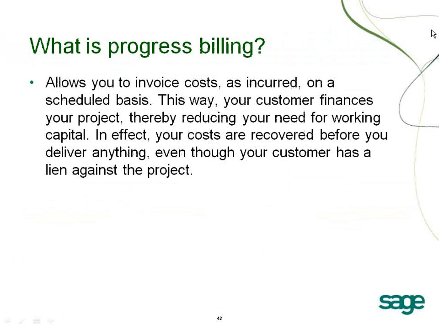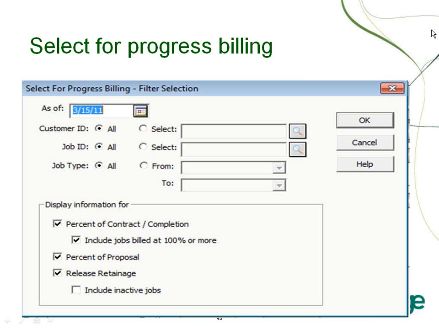What's progress billing? Progress billing allows you to invoice costs as they are incurred on a scheduled basis. This way your customer finances your project, reducing your need for working capital. In effect, your costs are covered before you deliver anything, even though your customer has a lien against the project.